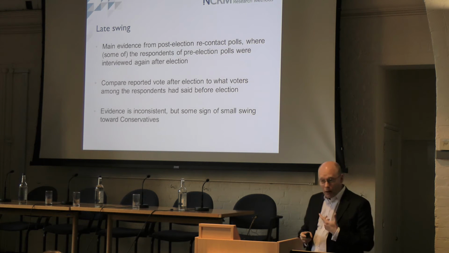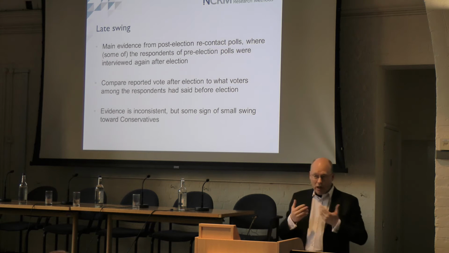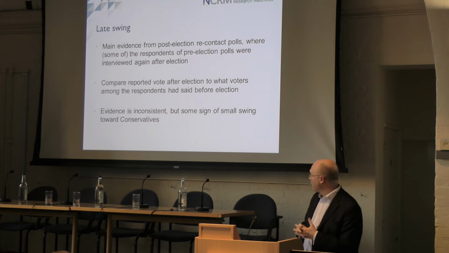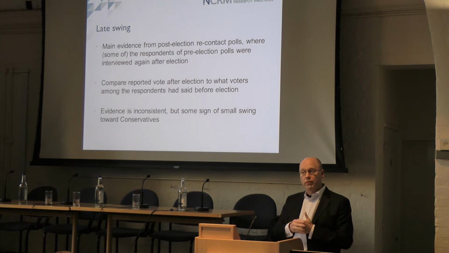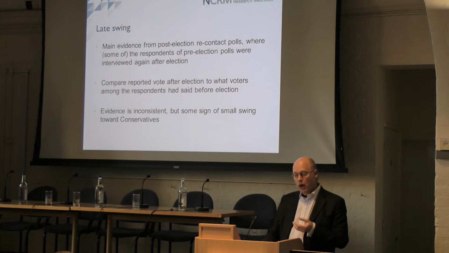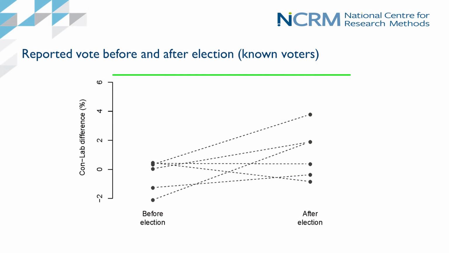But before that, what I would summarize from what we see there is that there's some variation, some inconsistency. They're not all exactly the same. Some small sign of a move towards the Conservatives, but again inconsistent. It's not there everywhere. So that's what we see. So on the left is before, on the right is after. Again, Tory Labour difference.